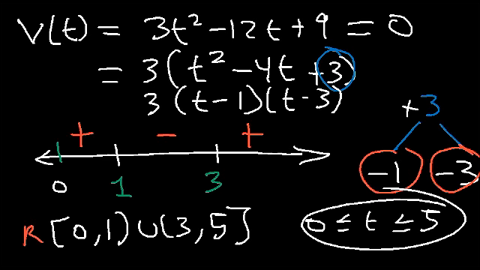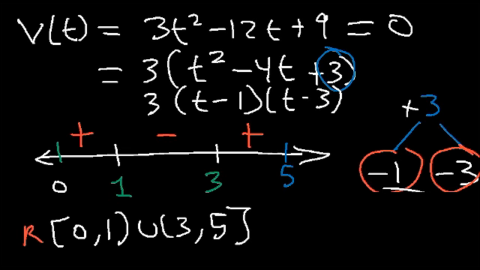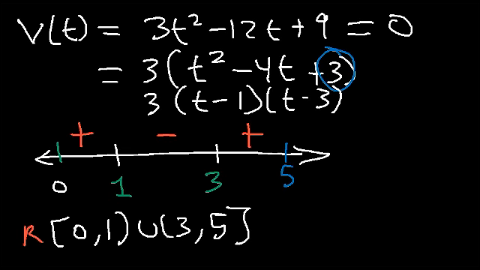Now here's another question for you. Why should the answer contain brackets at 0 and 5, but at 1 and 3 we have parentheses? Why is that the case? What do you think the reason for that is? So here's a question for you. What is the velocity at 0? If you plug in 0 into this equation, what number will you get?